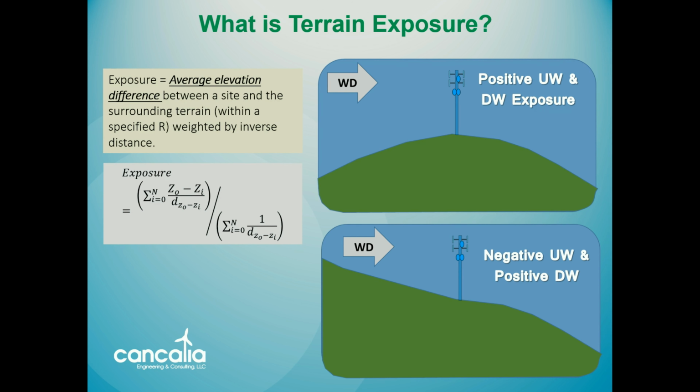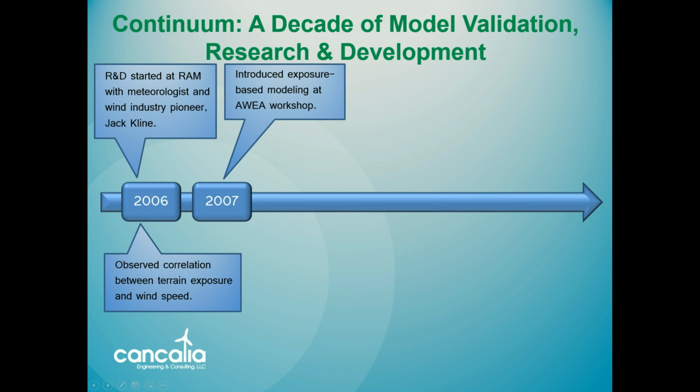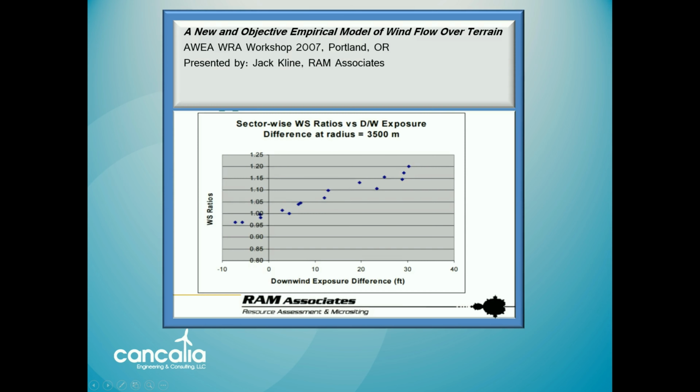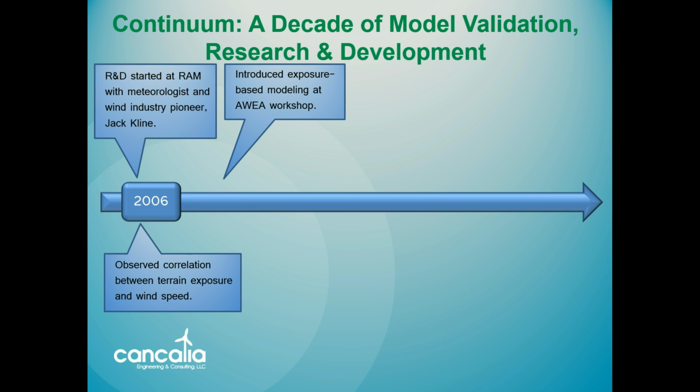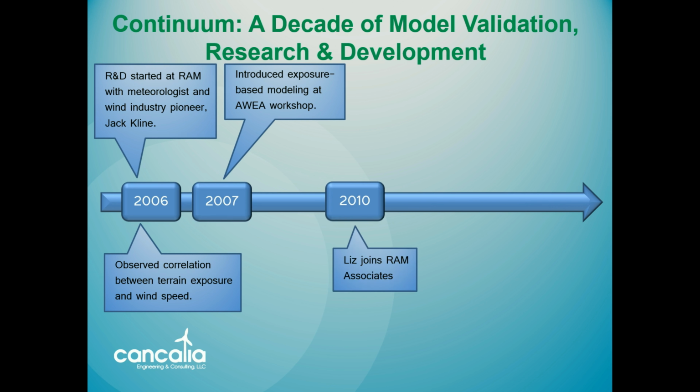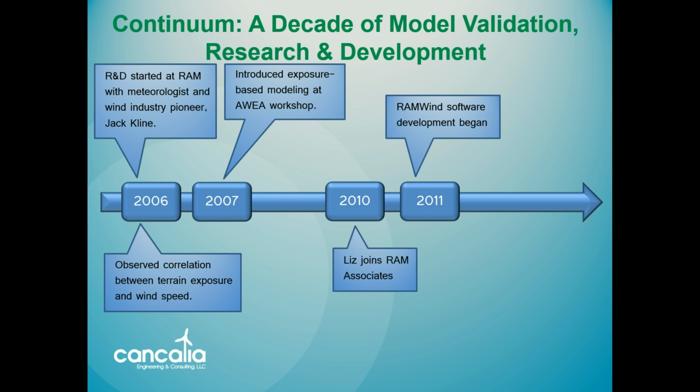Okay, back to the timeline. In 2007, Jack introduced exposure-based modeling. Here, he shows a strong correlation between wind speed and downwind exposure. In 2010, I started working with Jack, and soon after I began developing the wind flow modeling software.